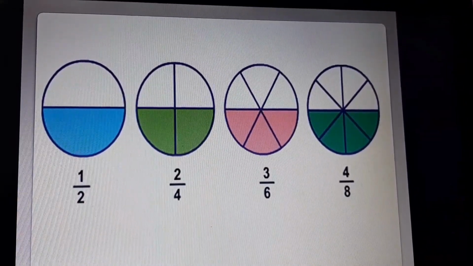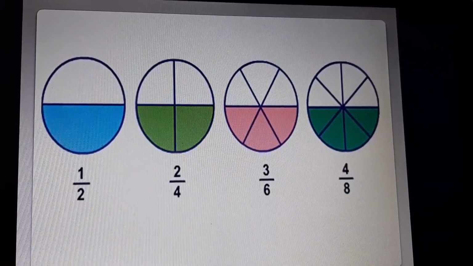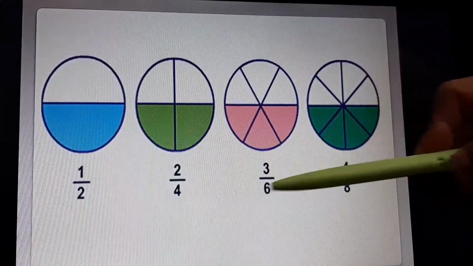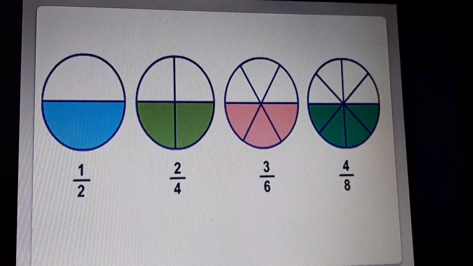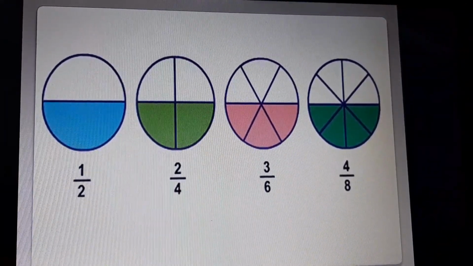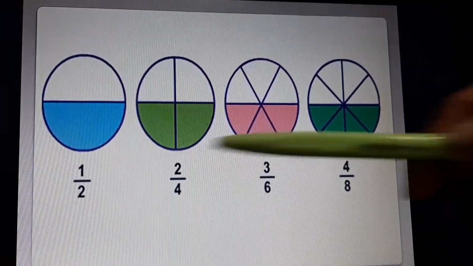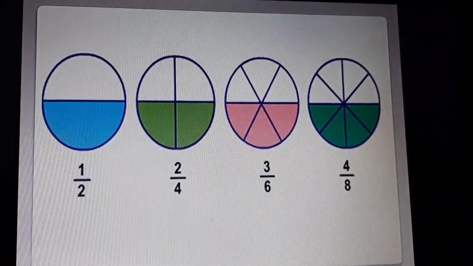This is also an example of equivalent fraction. 1 by 2, 2 by 4, 3 by 6, 4 by 8. The shaded portion in all the circles is same. Only the numbers in the fractions are different.